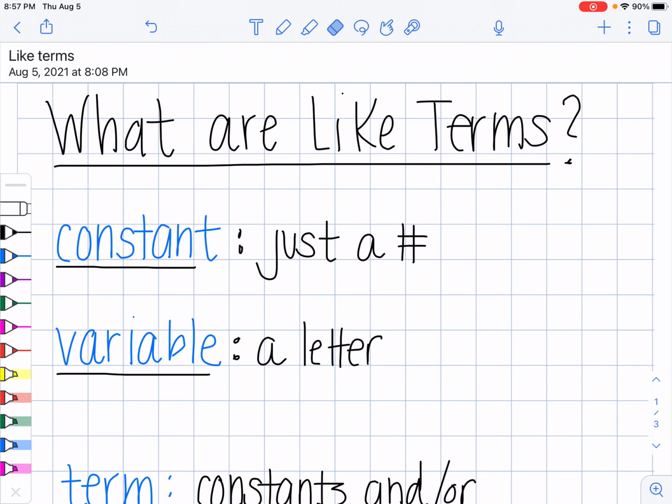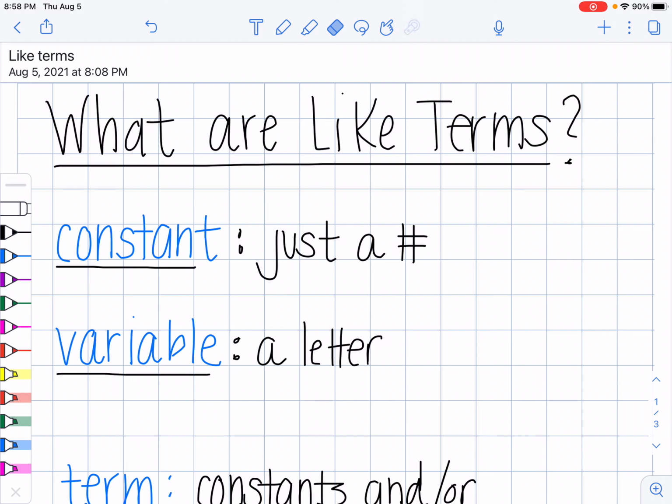Hi there, in this video we're going to talk about like terms. So we have to really figure out what are like terms. In order to answer that question, we're going to go through a couple other vocabulary words that are going to be commonly used throughout your whole math experience, so that when somebody says constant or variable or term, you know what they're talking about.